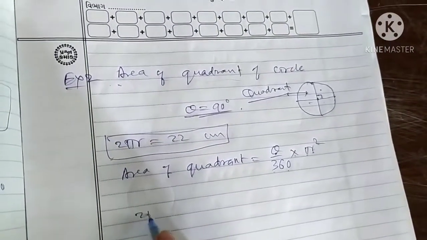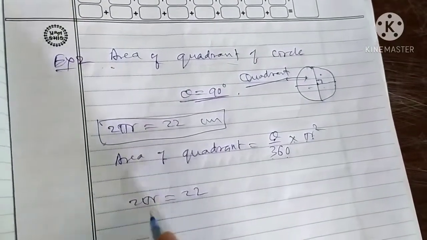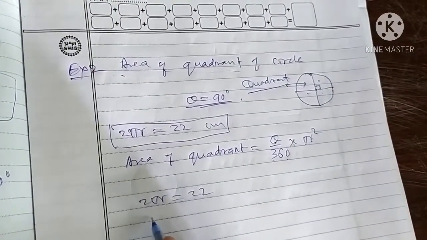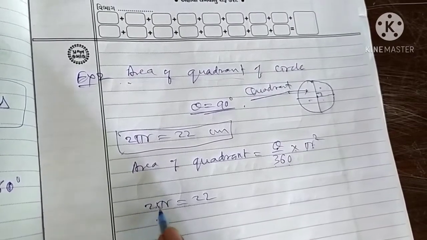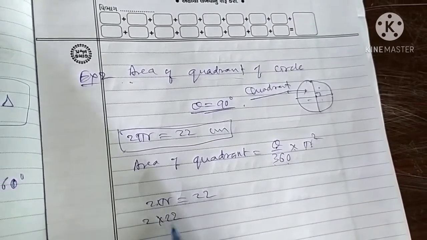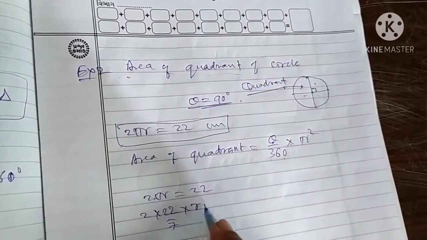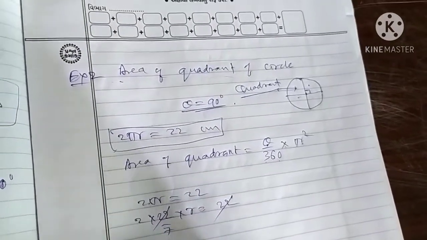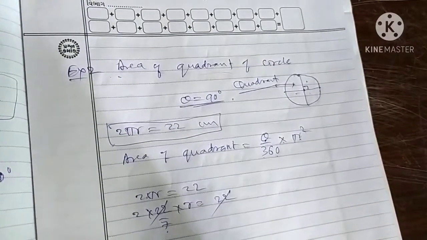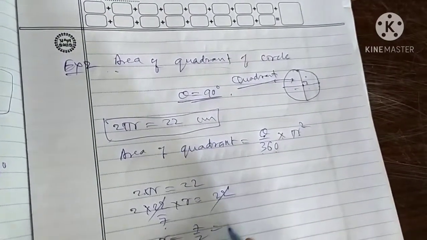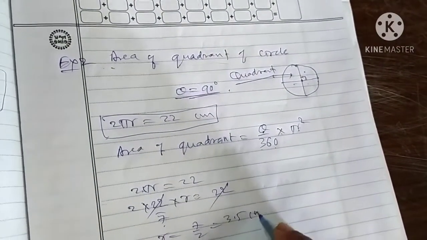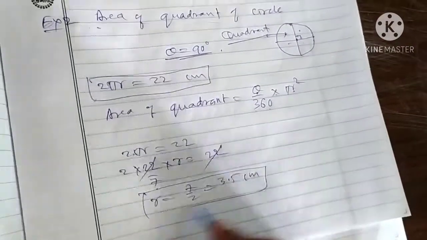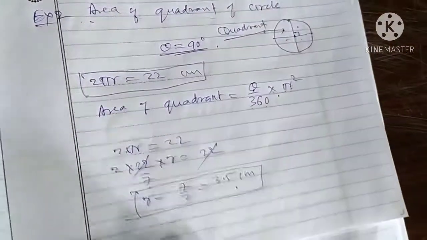See, 2 pi r equal to 22. Therefore, if I put the value of pi here, 2 multiplied by 22 upon 7 multiplied by r equal to 22. See, 22 cancelled. So 2 upon 7, just take it now. Radius equal to 7 upon 2, that is 3.5 centimeter. Clear? Okay, now put this value in this formula. You are getting it now.